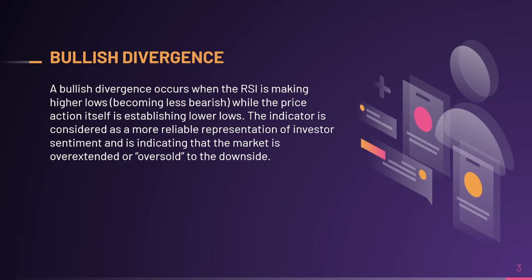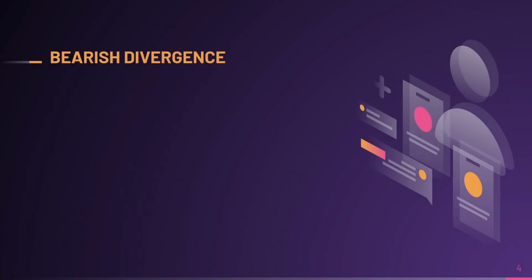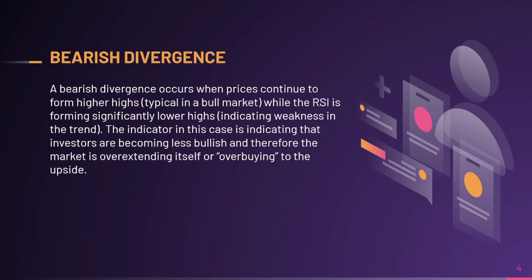Okay? Okay, mag-alala. If hindi masyadong clear yon, we'll go over examples in a bit. I just need to go through the definitions really fast, no? Ang bearish divergence naman, obviously, kabaliktaran. A bearish divergence occurs when price continues to form higher highs, typically in a bull market, while the RSI is forming significantly lower highs, indicating weakness in the trend. The indicator, in this case, is indicating that investors are becoming less bullish and therefore the market is overextending itself or, quote-unquote, overbuying to the upside.